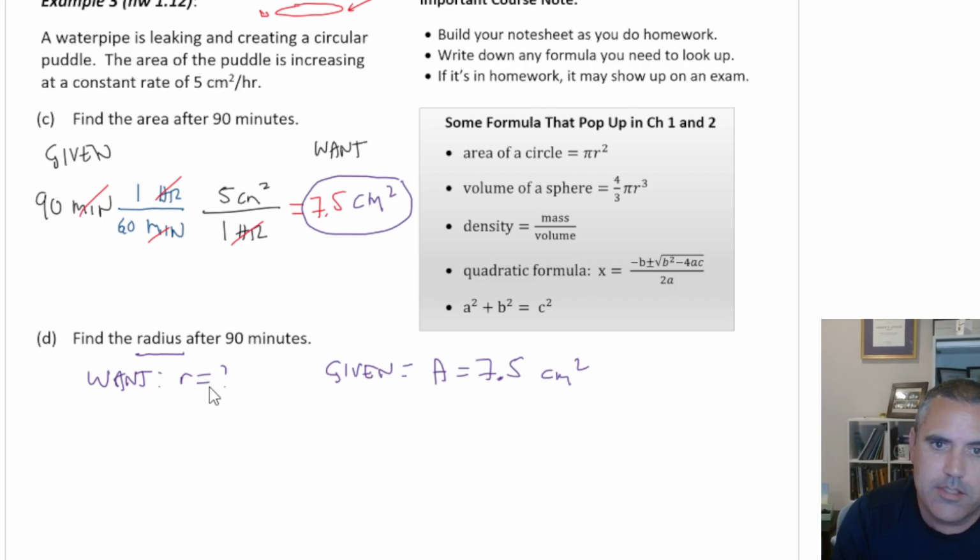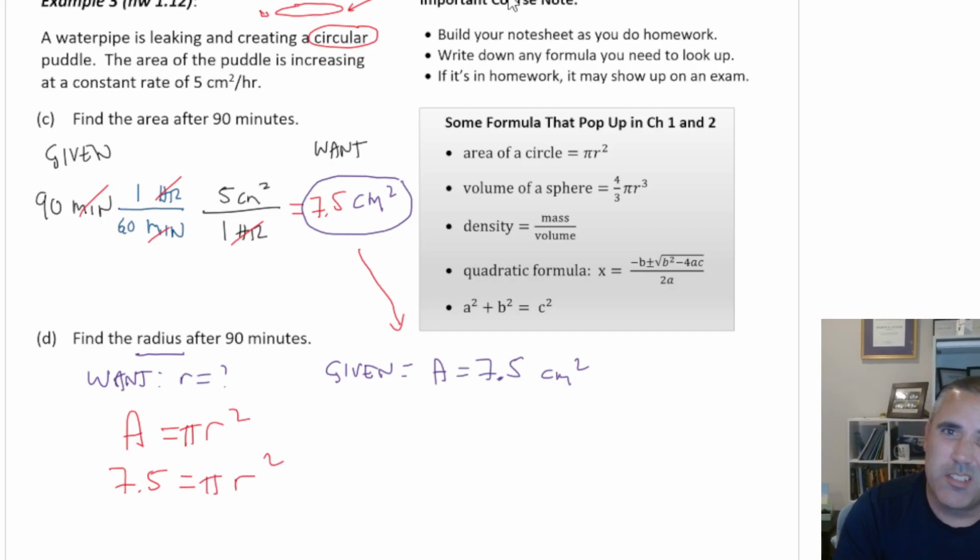I want the radius. I was given that it was 90 minutes. I know that 90 minutes goes with this area. And we're talking about a circle. So now you can start to formulate. What is the area of a circle? Ah, that's the thing we need. That's why you put that on this page. So there's a little bit of solving to do here.